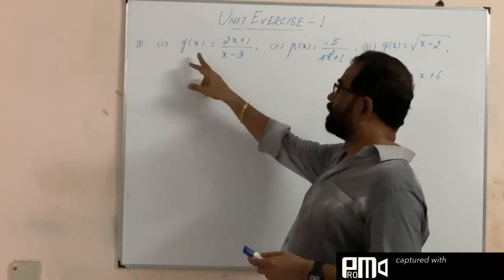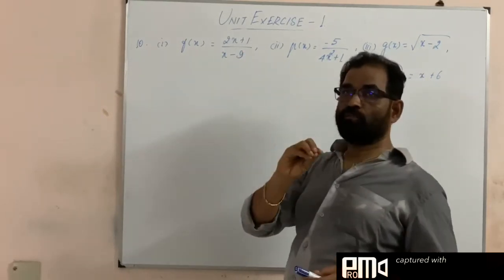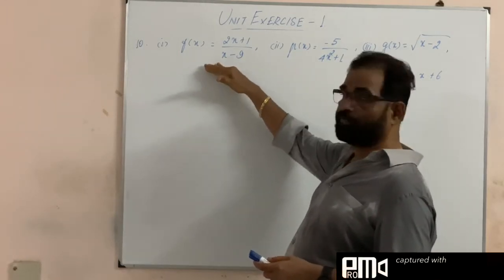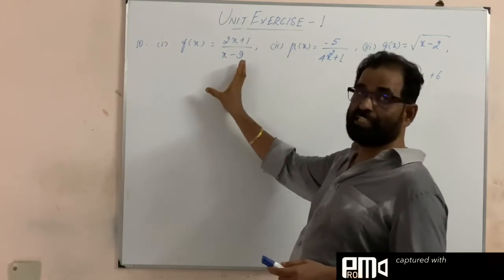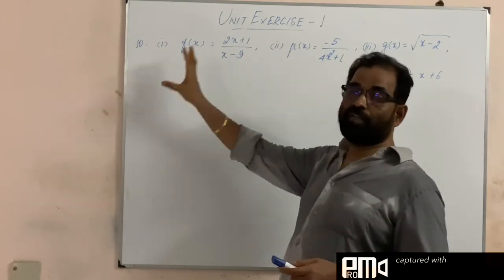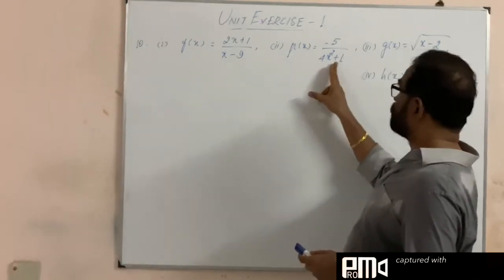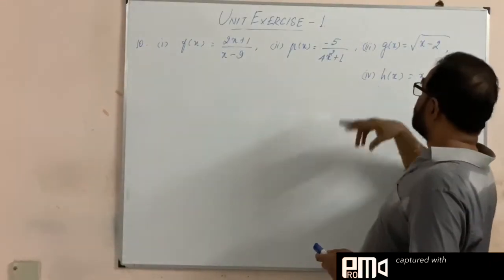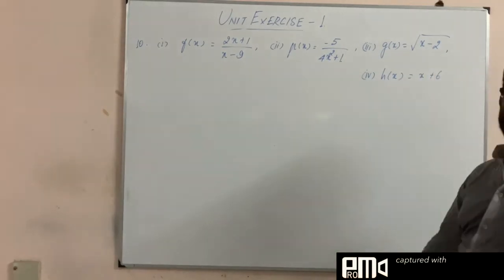First one. f of x is equal to (2x + 1) divided by (x − 9). What are you asked to find? Find the domain. Domain means, for what values of x does this fraction exist? Similarly, for what values of x does this fraction exist in p of x? For what values of x does this square root exist? For h of x, this expression exists.